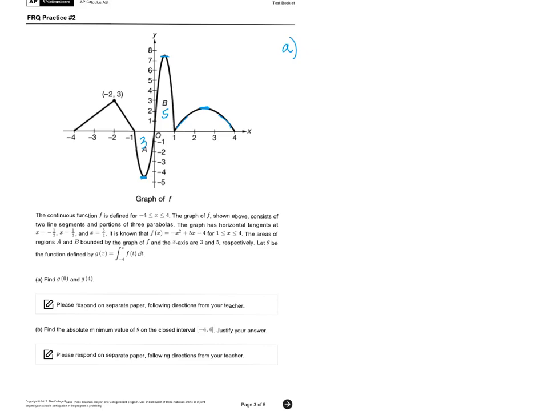Let g be the function defined. Okay, how many problems like this have we done? A function defined as an integral. And then letter A says find g of 0. So g of 0, I would show my work, is going to be the integral from -4, I plug in 0 for x, of f of t dt.